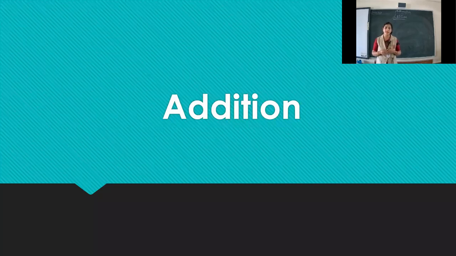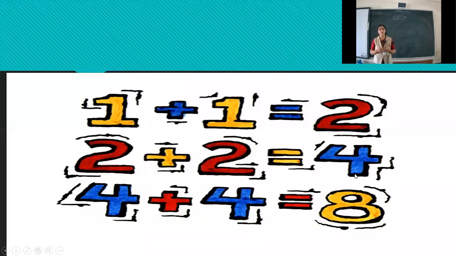1 plus 1 is equal to 2. 2 plus 2 is equal to 4. 4 plus 4 is equal to 8. All can see? If you can see, just show your thumbs up. Yes. So this is very easy addition, 1 plus 1. This you have done in your junior classes. So today we have to add big numbers. Let's start with big numbers.